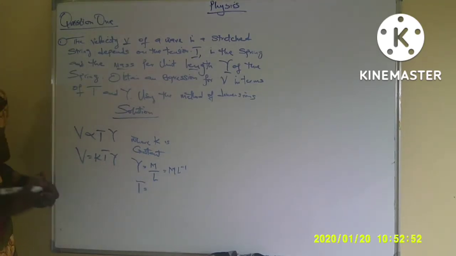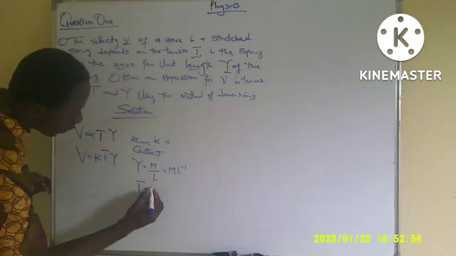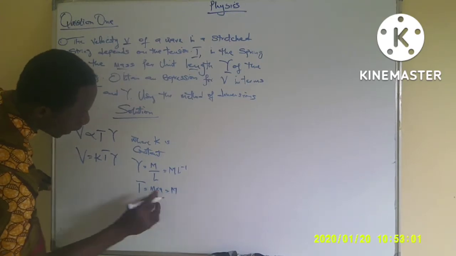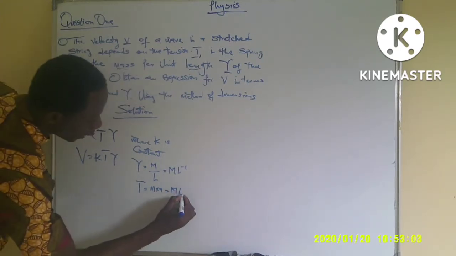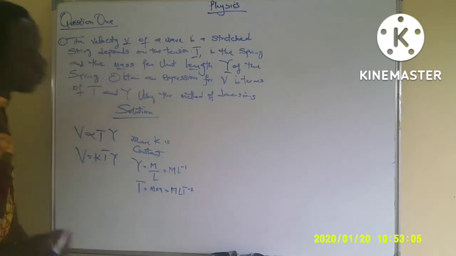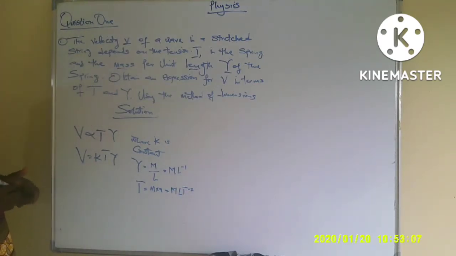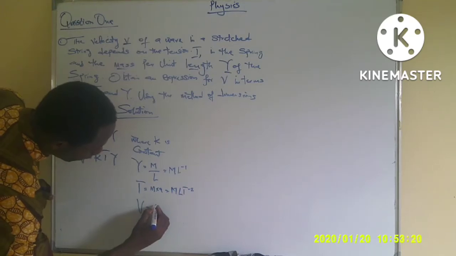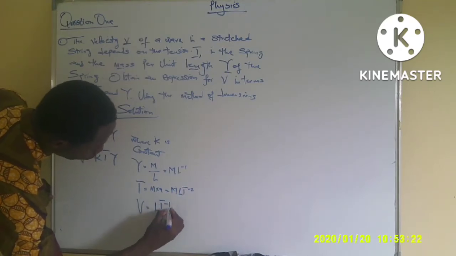And don't forget we also have the tension. Tension is the same thing as force acting on the string, which is mass times acceleration. The dimension of acceleration is L T minus 2. If you are not familiar with this, we have done how to estimate the dimension for acceleration in our previous video. Please, you can go back and check. Lastly, we have the velocity. The dimension of velocity is L T minus 1.